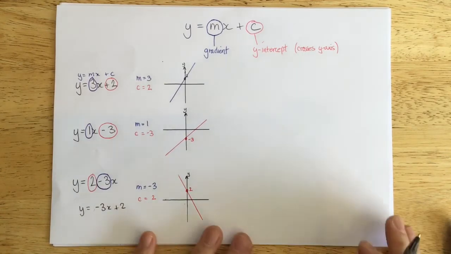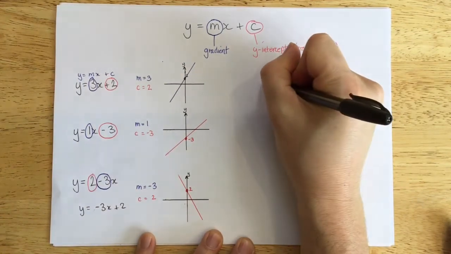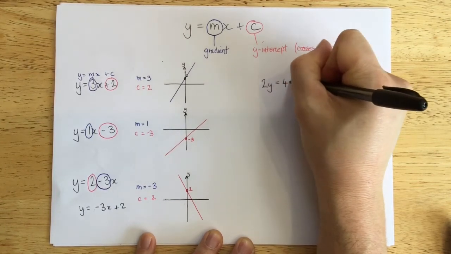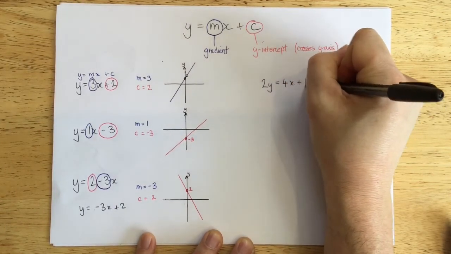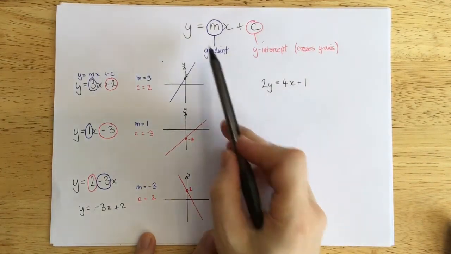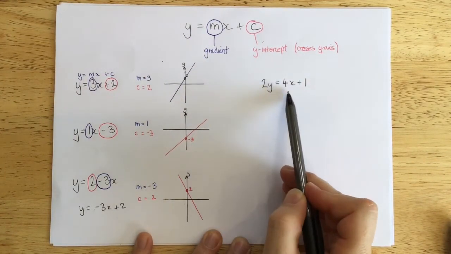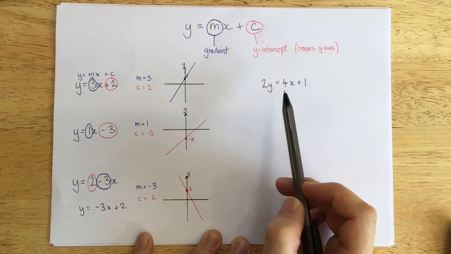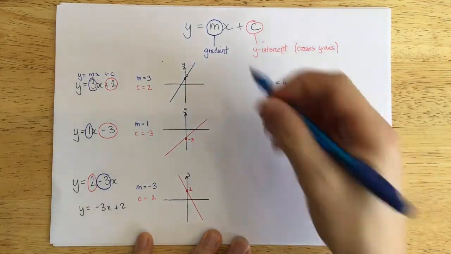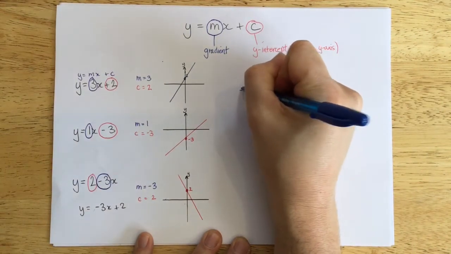Okay, a couple more examples. This one, you just need to be slightly careful, getting slightly harder now. And the problem with this one is that instead of y equals mx plus c, here we have 2y. And it's absolutely crucial at each time that we have a single y. So what we're going to do is divide everything by 2.